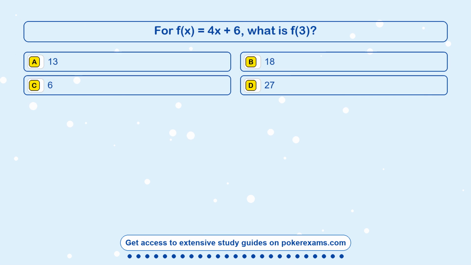Question 15. For f(x) equals 4x plus 6, what is f(3)? Option A, 13. Option B, 18. Option C, 6. Option D, 27.